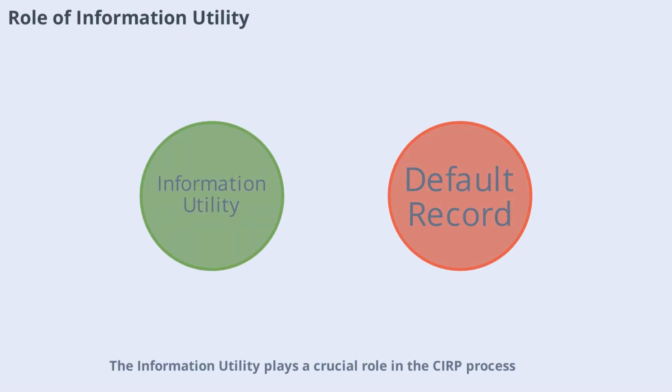Information utility plays a crucial role in the CIRP process. It provides records of default, which are mandatory for filing applications under Section 7. The utility ensures that evidence is reliable and accessible, reducing disputes and streamlining the process. The NCLT's directive to file default records from the information utility underscores its importance in maintaining the integrity of insolvency proceedings.